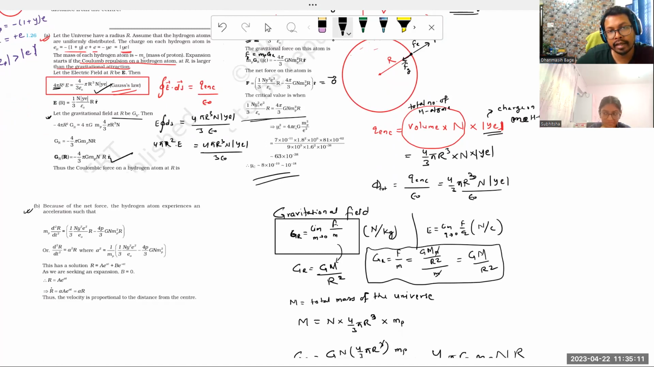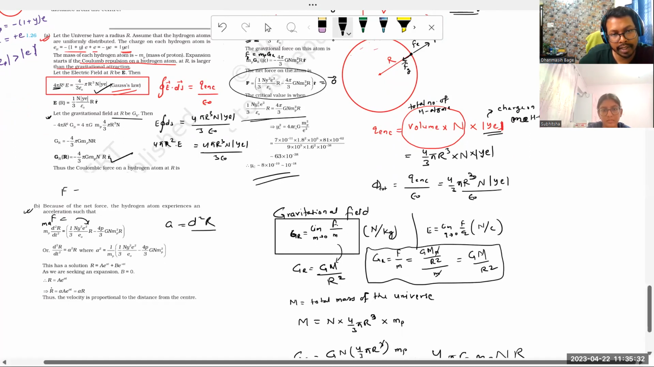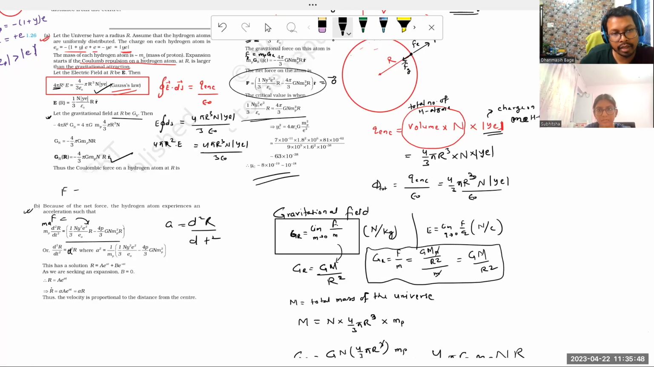Just see this thing. Net force is equal to this much, right? F is equal to this much. That is what they have used. F is equal to this much, and F can be written as what? MA. And A can be written as what? d square r by dt square. That is what they have done. So acceleration, if you solve this, R is common, R they take out. And this entire thing is written as alpha, alpha square R.